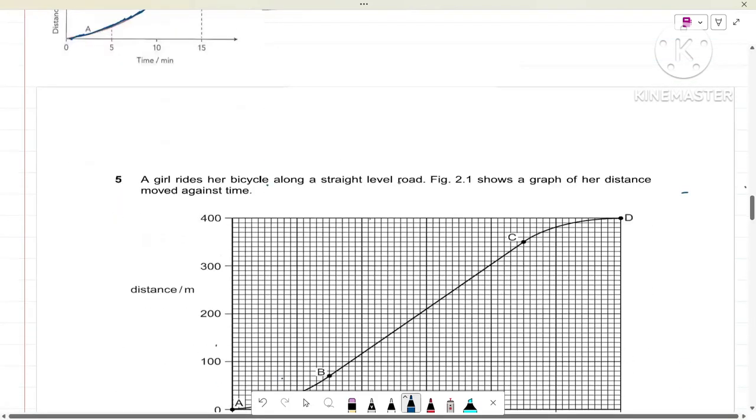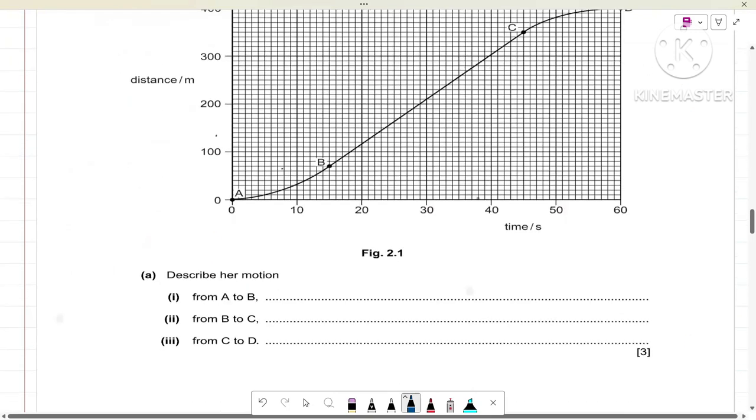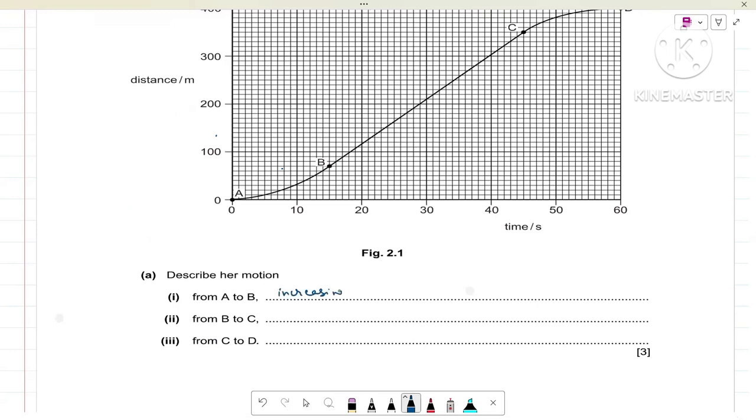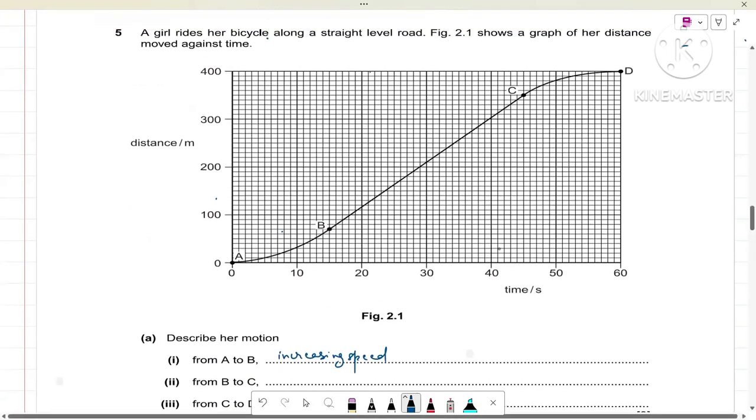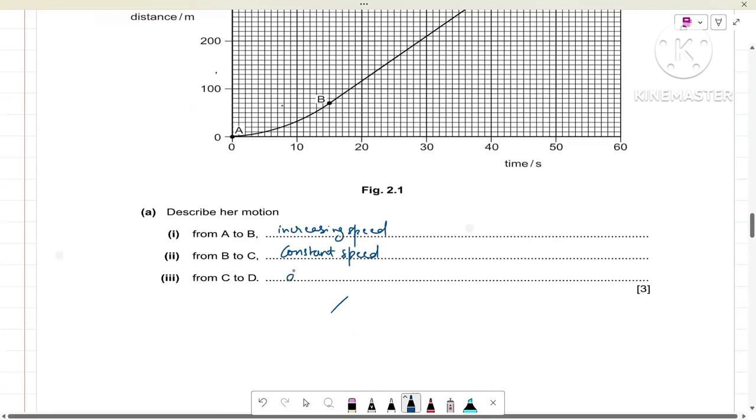How to solve a question? What type of questions will come? The first question will be like this: a graph will be given to you and you will be asked to describe the motion. From A to B, you can see the slope is increasing for the distance time graph. And if the slope is increasing, we can describe the motion as increasing speed. Now from B to C, we can see a straight line. If it is a straight line, this means constant speed. Now from C to D, we can see the slope is decreasing with time, so we can say speed is decreasing. This is one type of question.